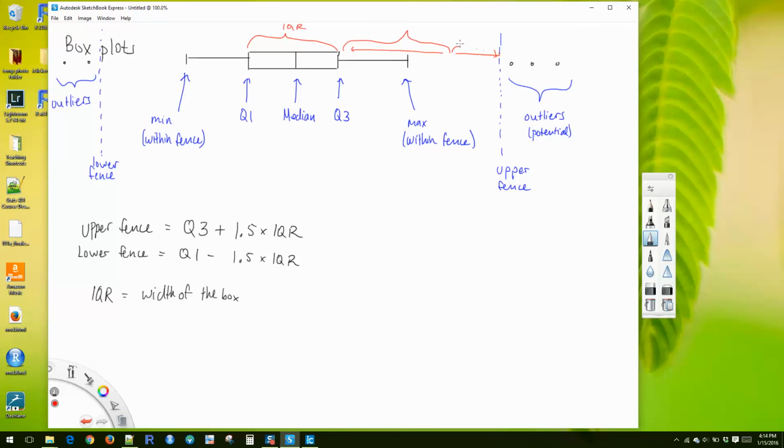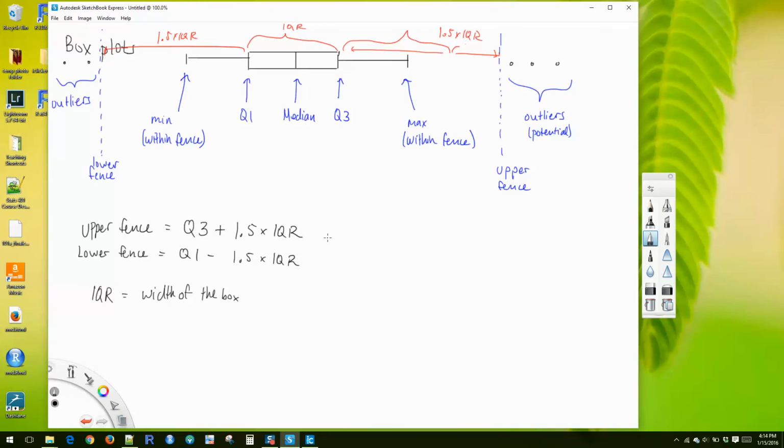So this is 1.5 times this IQR. Go that far above Q3, and then do the same thing below. This is 1.5 times the IQR, and that defines the lower fence. Okay.